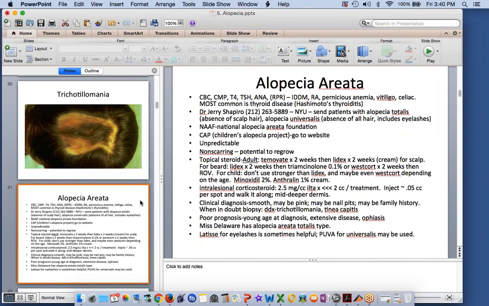Now, there's a lot of people afflicted by that. And one of them is the candidate who ran for Miss Delaware, and she had a wig on, but she told everybody that she had that.